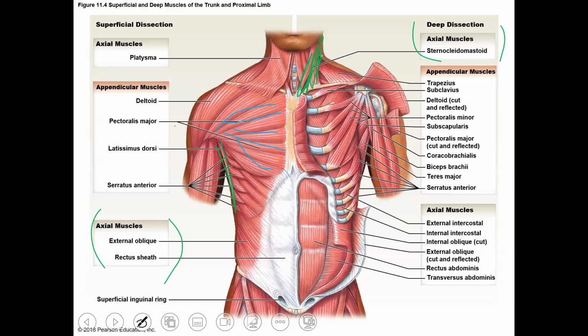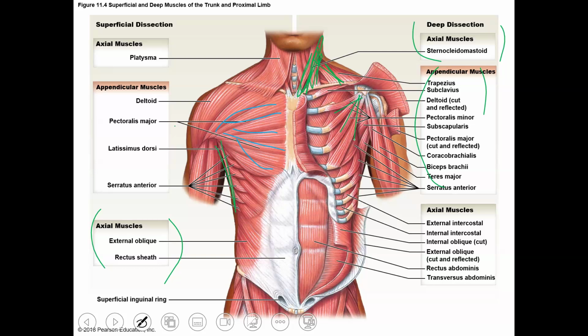So sternocleidomastoid. Appendiculars here, traps top. Okay, and we see the deltoid, we see pec minor attaching to that coracoid process here. And then we see subscapularis. So we haven't seen that one yet. So subscapularis, remember the subscapular fossa of the scapula, of the shoulder blade? It was in between the shoulder blade and the thoracic spine.